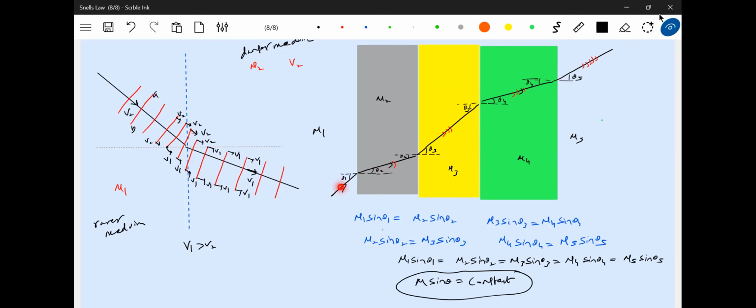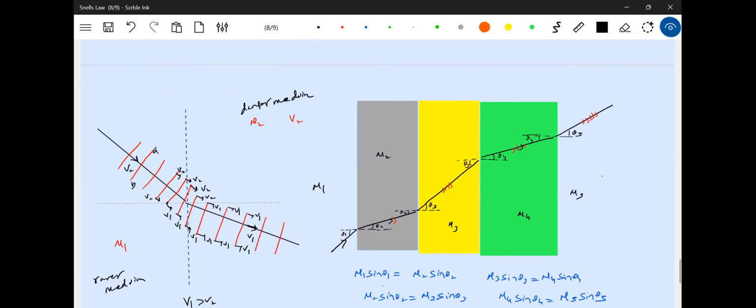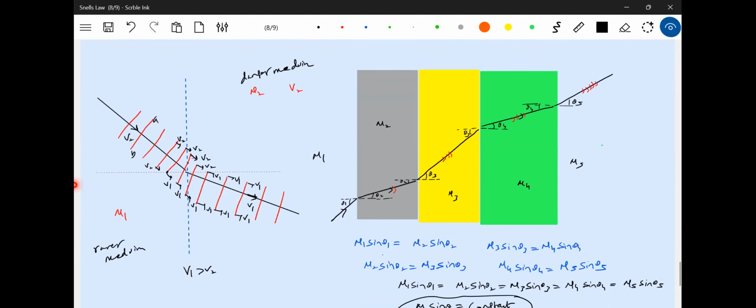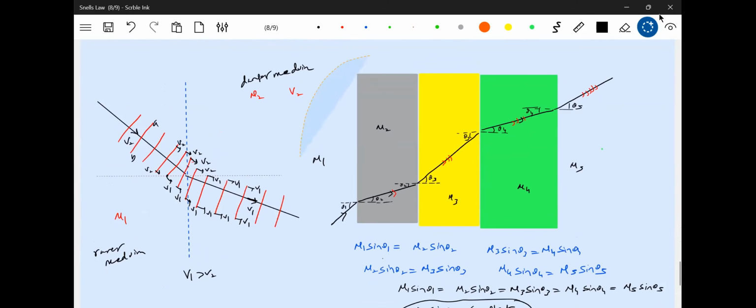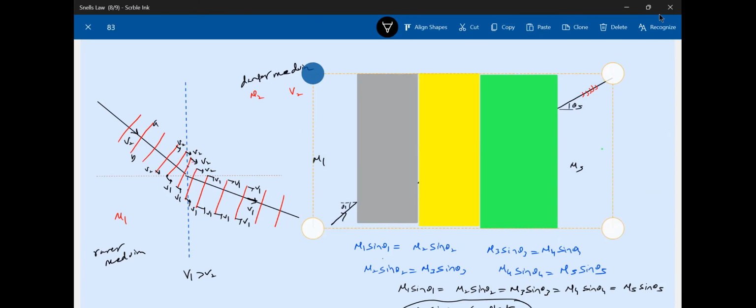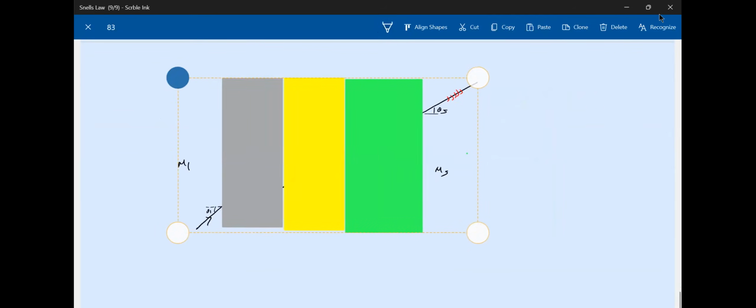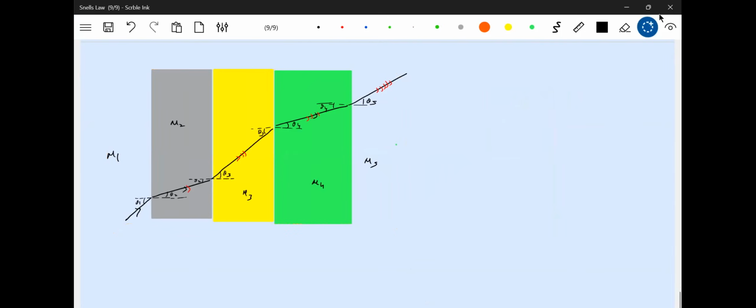How are theta phi and theta 1 related? So we can directly write Snell's law between these two points: mu1 sin theta 1 equals mu phi sin theta phi. Altogether, mu sin theta equals constant. Let's bring a special case where mu1 equals mu phi, very specifically.